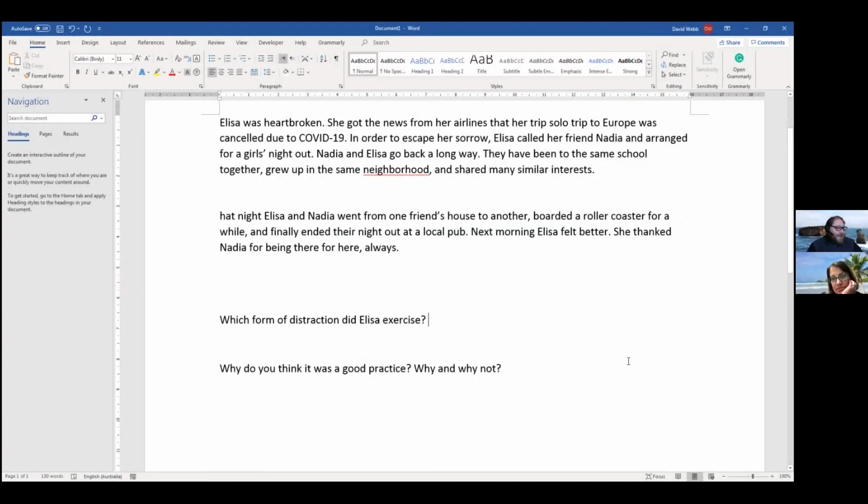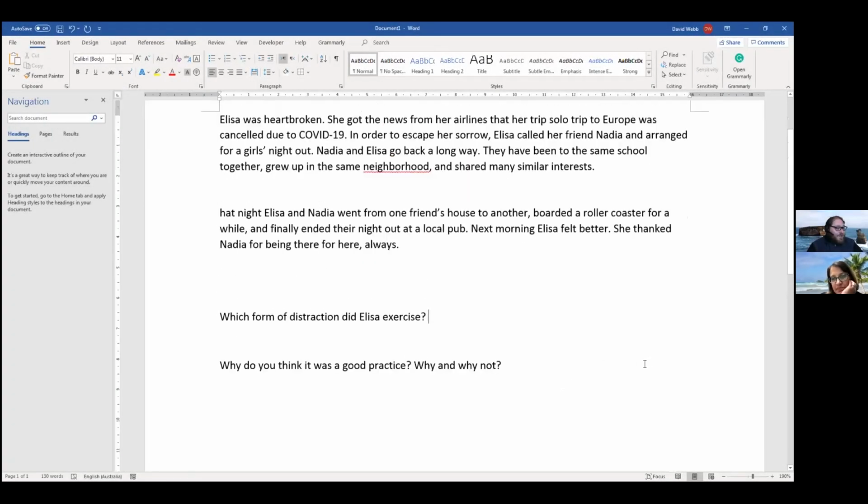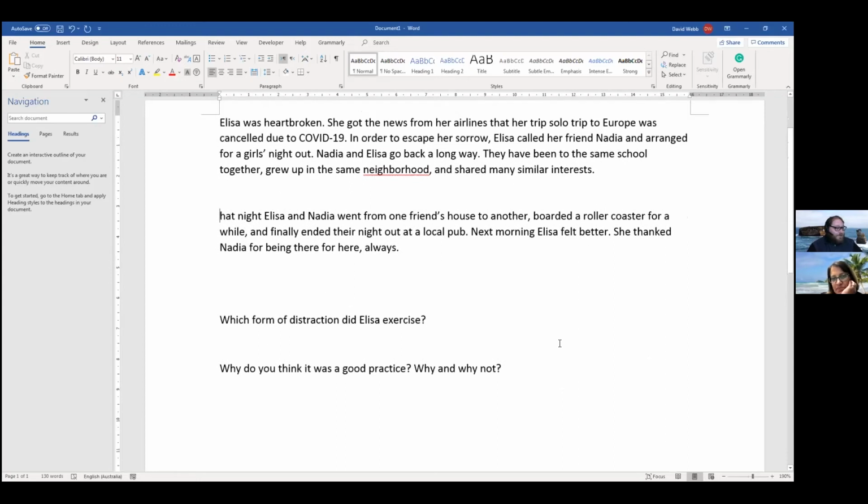Oh, that's sweet. So which form of distraction did Eliza exercise? Ooh. So the distraction in this case was a deliberate distraction in a way. Does anyone want to answer which of the types of distraction from the talk so far was that? Is it a lot of speech? Attaching herself to a group or a friend? Yes, definitely. And what else can you think of?